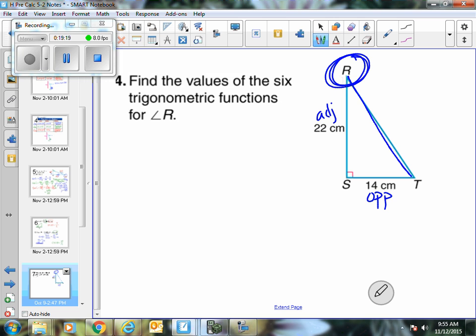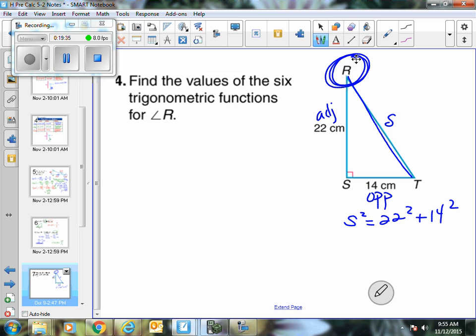I don't have it yet. I need to find side S, little s, because it's across from angle S. That is the hypotenuse of the triangle, across from that right angle. So we need to do the Pythagorean theorem first to figure out what that third side is. So s squared equals 22 squared plus 14 squared.